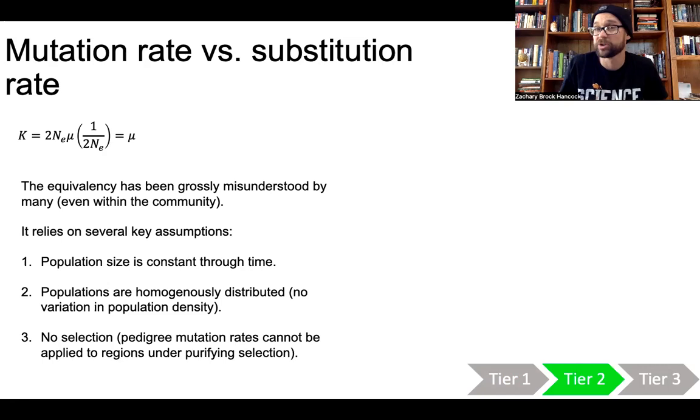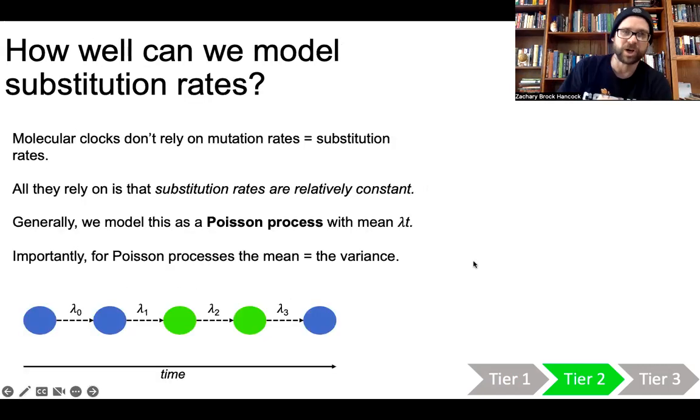Because if they don't hold, then you can't make this very simple model, and you need to do something a little bit more complicated. This is, again, not to say that it's intractable. We have tons of models that can do this. It's just something that we need to recognize when we start doing phylogenetics. Okay, so this leads to a question: how well can we model substitution rates?